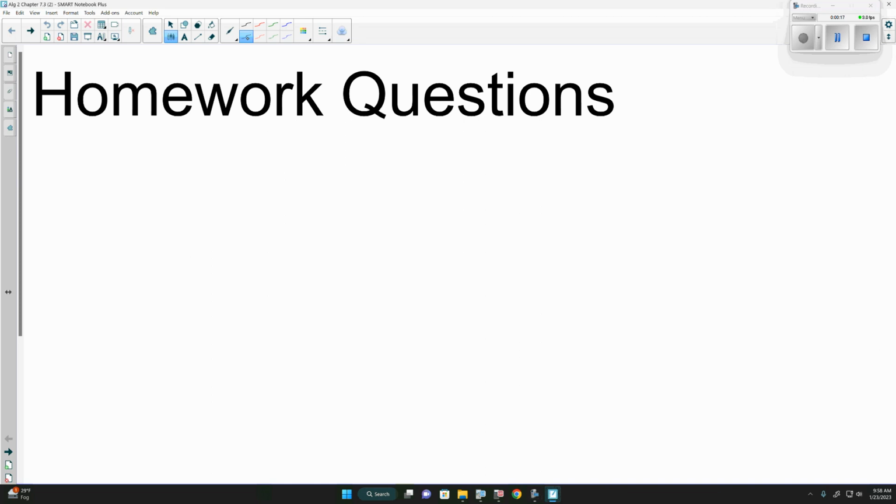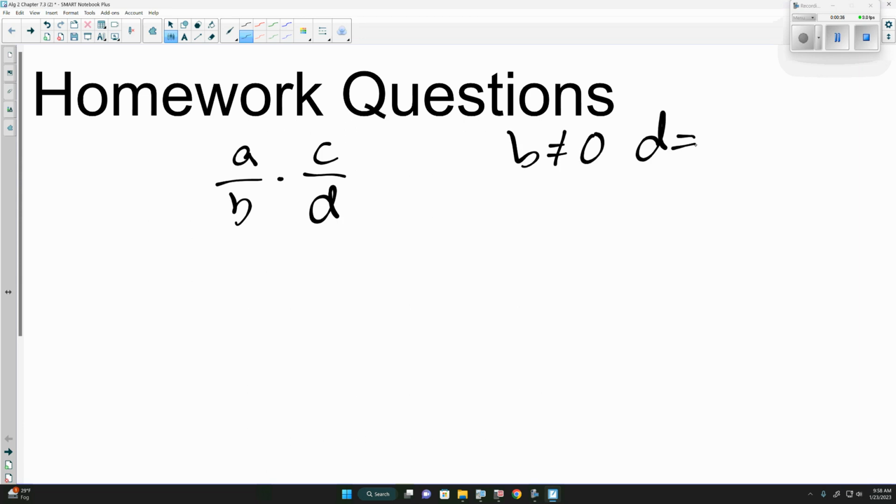Now, what we did Thursday and Friday of last week was multiplication, multiplying two polynomial or rational expressions, where we had a over b times c over d, where b is not equal to 0 and d is not equal to 0. We get ac over bd. We multiply them together, and if there's something in common on top and bottom, we simplify it out.